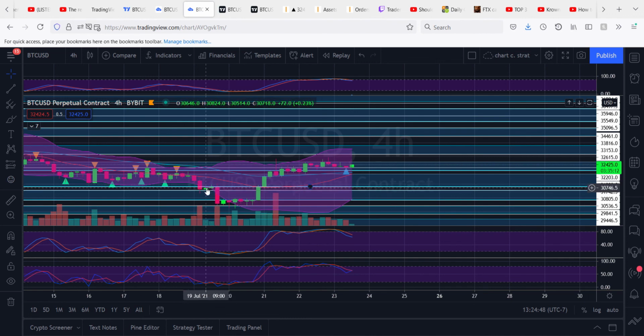But I don't really call this a high. This is more like a sideways, you know, sideways two dojis. But to be honest, once I saw this take this out, this is where I hedged. Around 31 is my average entry for my hedge for my short.